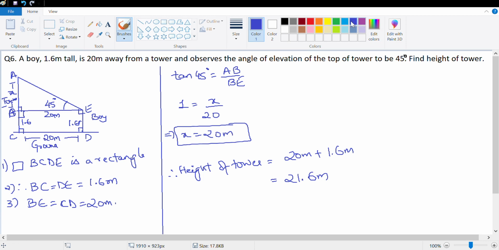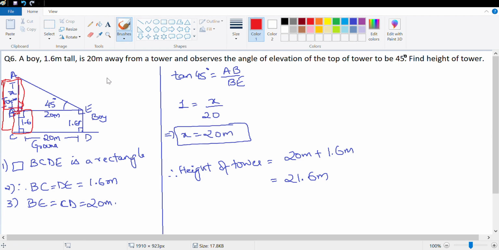Now I have the option of taking AC as X, or a variable I could have taken it as Y. I chose to take only AB. What I want to highlight is ensure that in the end you add this element as well. Otherwise you will end up giving only X, which is half the answer. Perfect. Let's move on to the next question.